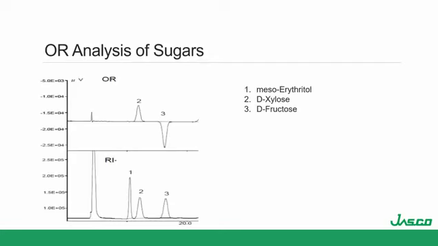So here you see the OR analysis of sugars. You can see at the top, this is the OR trace, and here's the RI trace. The top trace shows only the optical isomers, 2 and 3. But what we would have missed without RI detection is number 1, which shows up here. So these two detectors used in conjunction with each other can really serve a good purpose.